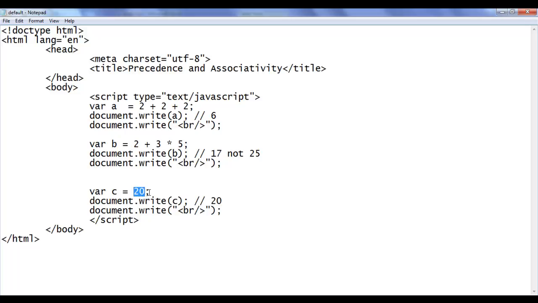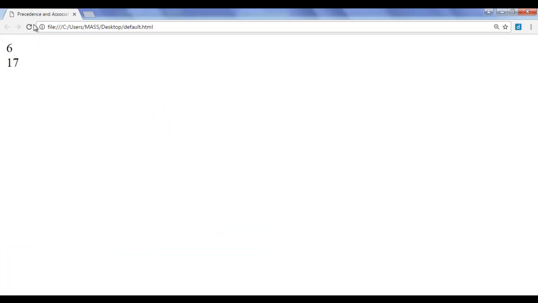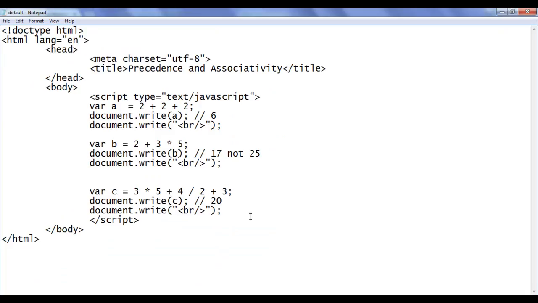If I write here 3 into 5 plus 4 divided by 2 plus 3, that's what we have written. File, save, go to browser and refresh. We got the output 20. That is how the browser evaluates the given expression, friends. Let me give one more example.